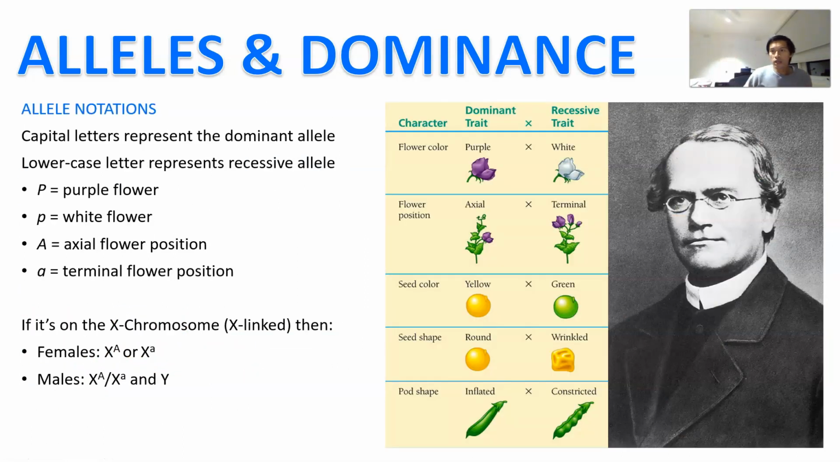Okay, now, before we move on, I've got to talk to you guys about gene and allele notations, right? When we want to represent an allele, we are going to use a letter. The letter represents the gene, and the capital of that letter is going to represent the dominant allele, and the lowercase of that same letter is going to represent the recessive allele.